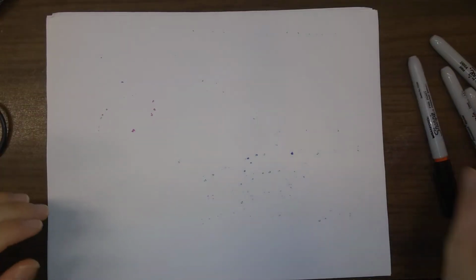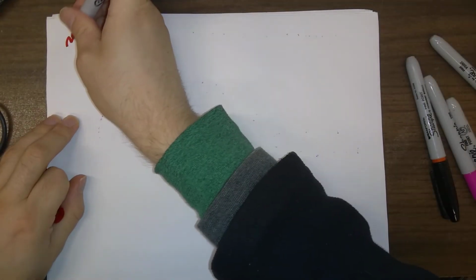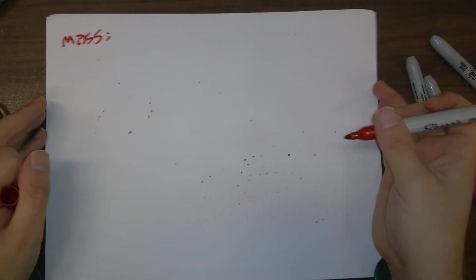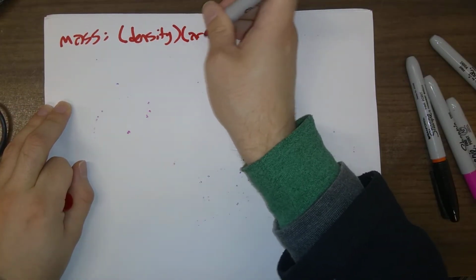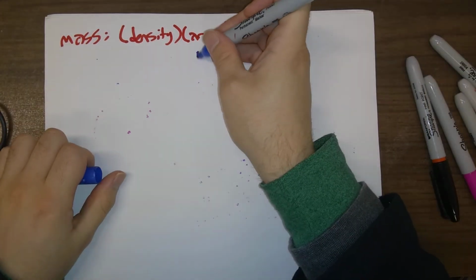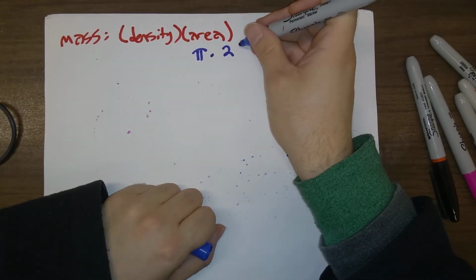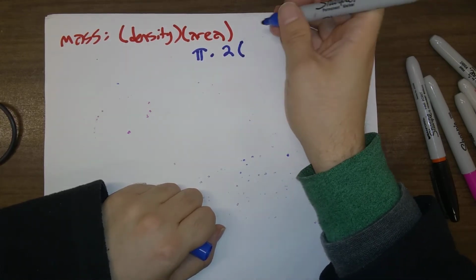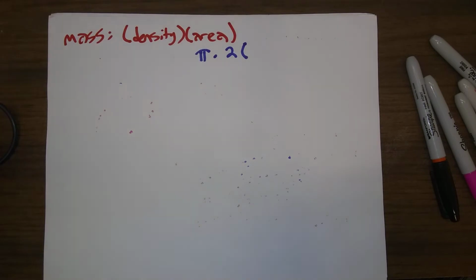Okay, so now let's think about how we compute the mass. The mass is going to be density times area, and previously we found that our area was pi times 2 times (R2 plus R1) divided by 2, which I'm going to call R bar, for the average value of R.